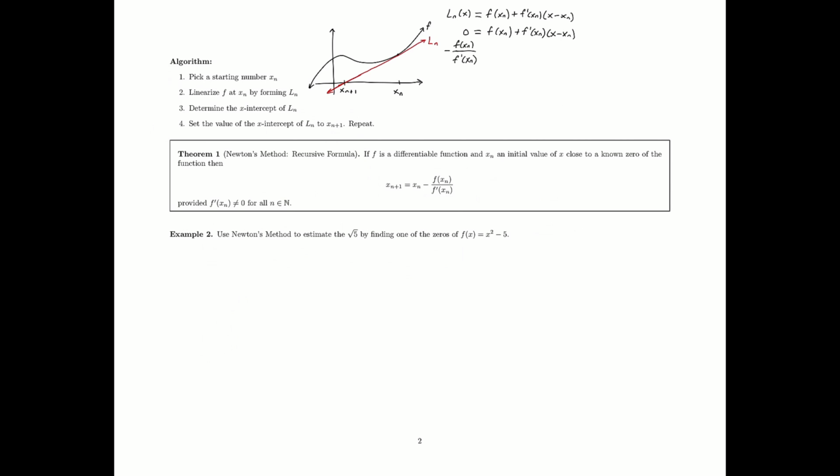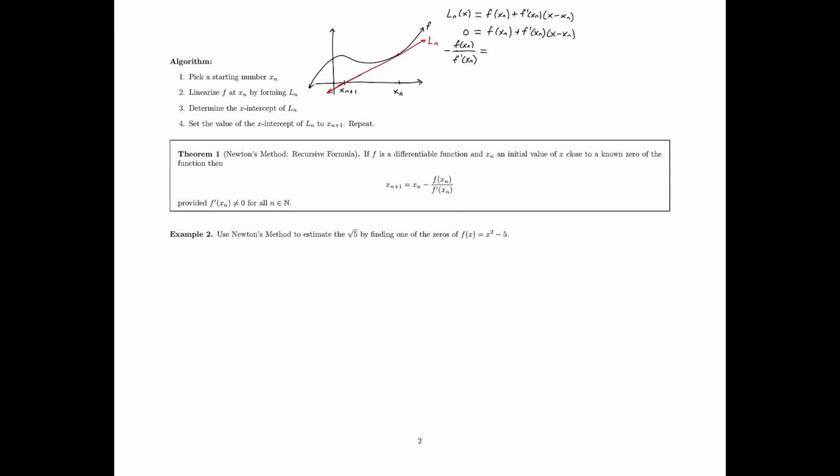And here you can also see why we can't have horizontal tangent lines. Because if the linearization to f at x_n is a horizontal line, that means f prime of x_n is 0, and then we'd be dividing by 0. So that's also bad.